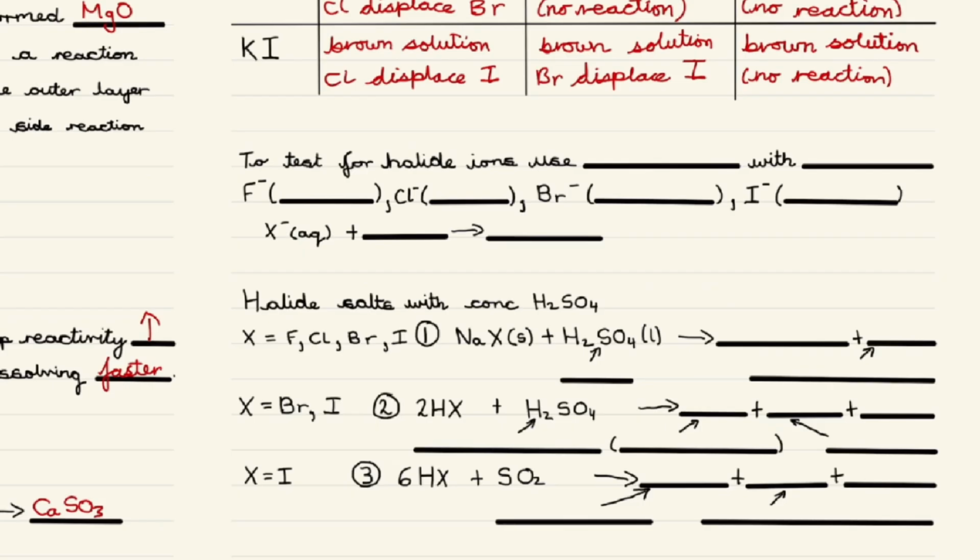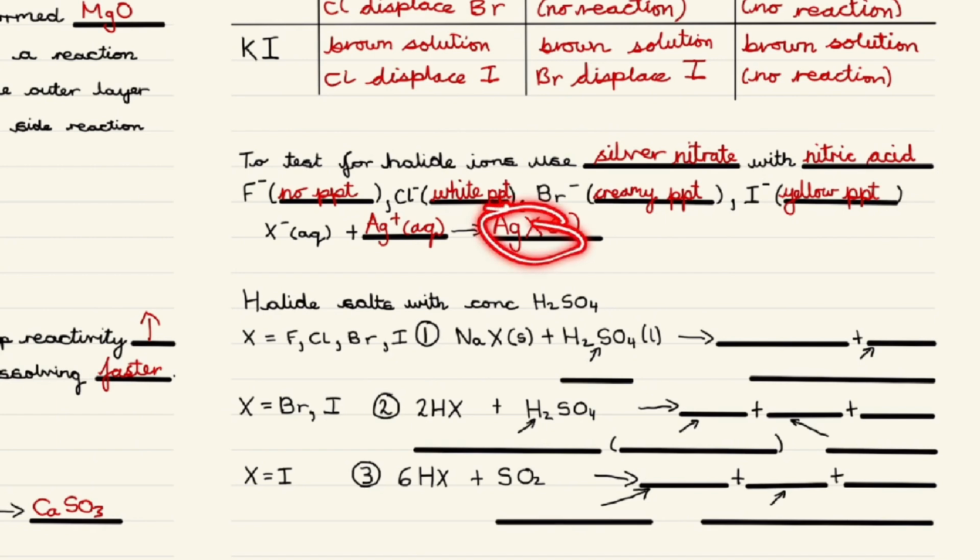Okay, so to test for halide ions, we use silver nitrate with nitric acid. So when we have F- present, we get no precipitate. When it's chloride, we get a white precipitate. With bromide, we get a creamy precipitate. And with iodide, we get a yellow precipitate. Okay, so the general reaction for this is the halide ion reacting with the silver ion to form silver halide. And then this silver halide is the precipitate we see being formed.